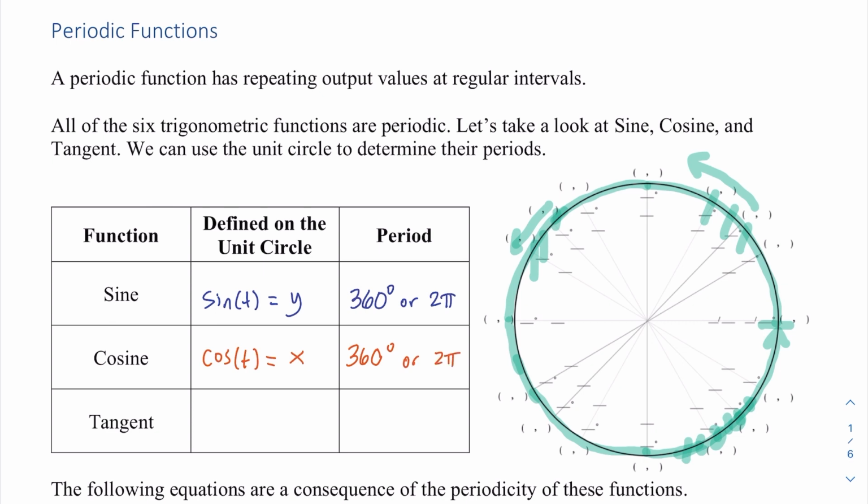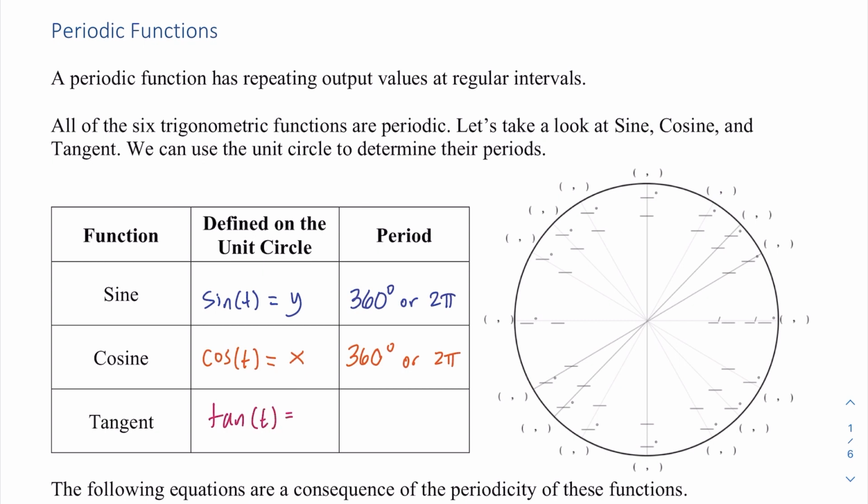Now tangent is where we get a little bit more interesting. So let's look at our tangent. Tangent is y over x on the unit circle. So let's think about how that might affect it. It's the ratio of y over x. So let's start again at 0 degrees, and let's look at just this first quadrant.